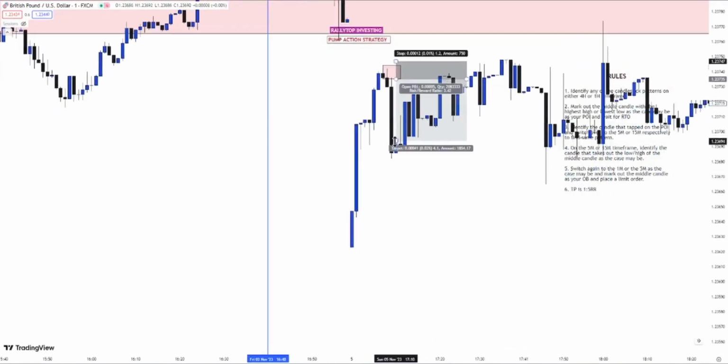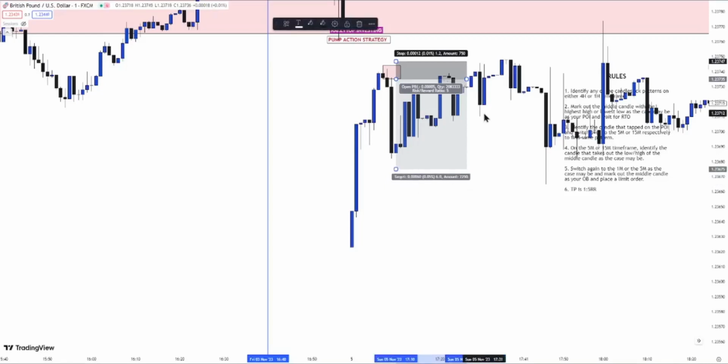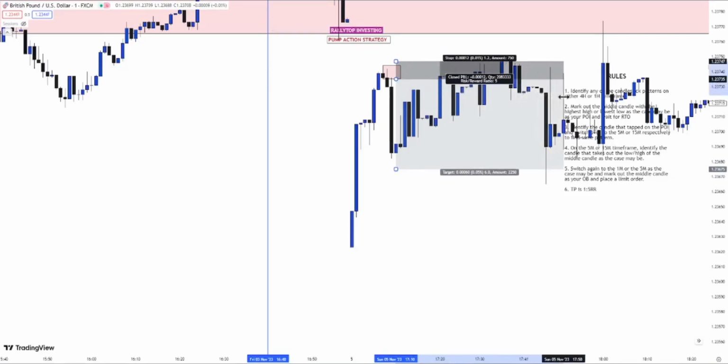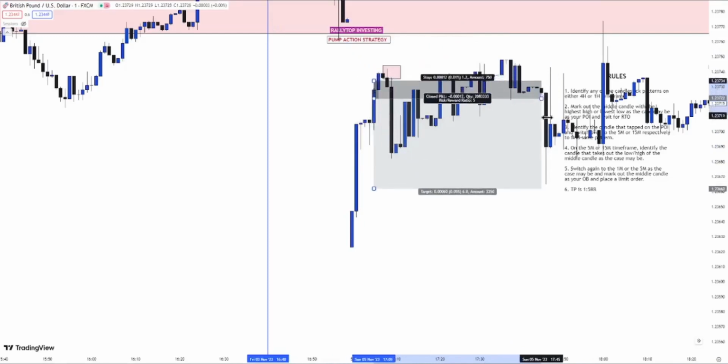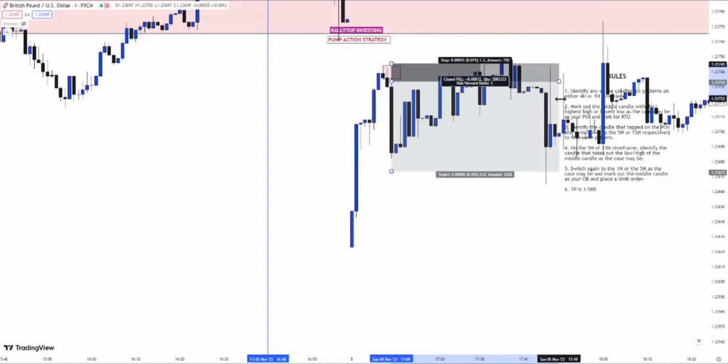Let's see whether we have 1 to 5. That's 1 to 5. Smashed. Can you see that? Look at it. Smashed easily. Can you see that? Oh God, what happened? So that's it. 1 to 5 smashed easily.